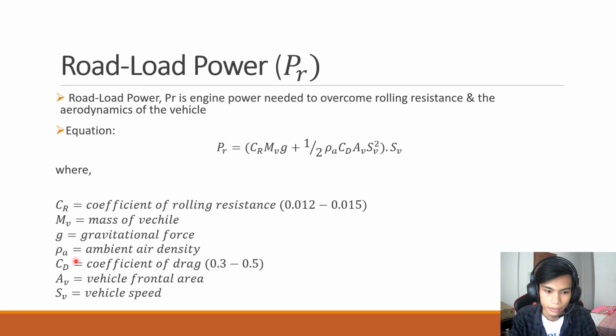Rho A is the ambient air density. Next, the coefficient of drag. For a car, the value of CD is between 0.3 and 0.5. AV is the vehicle frontal area, and the last one is SV, which denotes the vehicle speed.